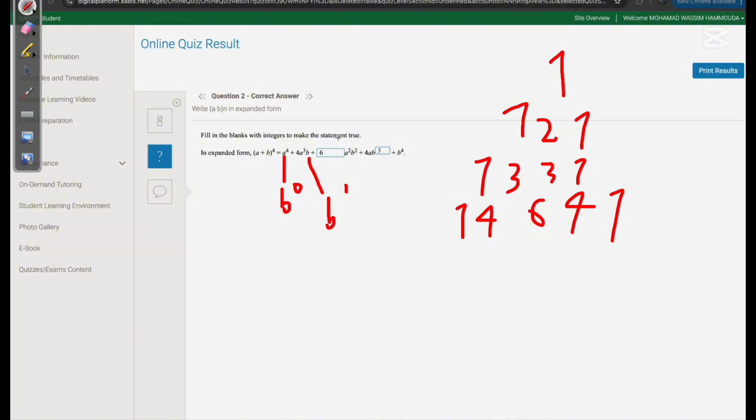So 1, 4, 6, 4, 1, and the power, again as I said, as we keep moving, the power of a will decrease while the power of b will increase.